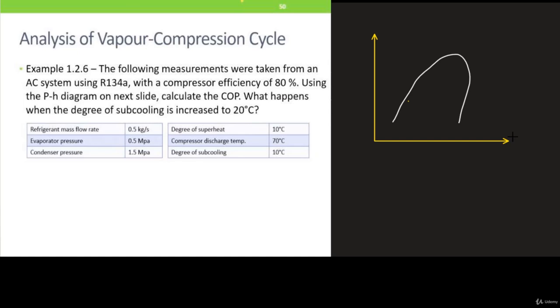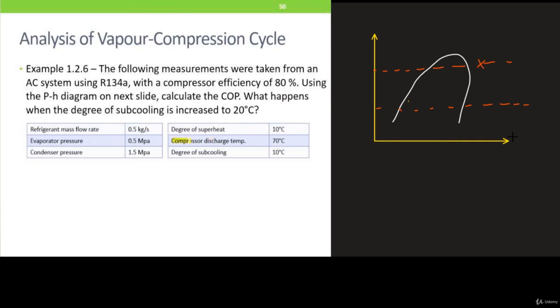So again, you are given 6 information. You are given the 2 pressures, condensing and evaporating pressure. So you are able to draw the top line and the bottom line. And you are given the degree of superheat, compressor discharge temperature, and degree of subcool. So it's a bit different from the previous example, because you are not given T1, T2, T3 straight away. Instead, you are only given T2.